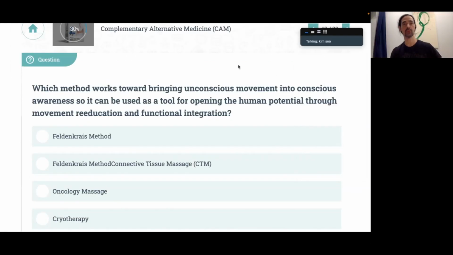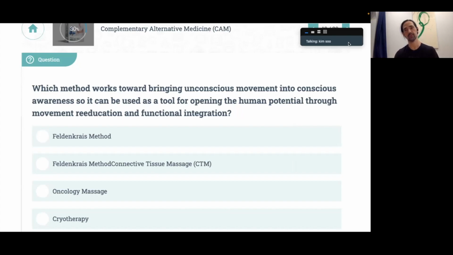Which method works toward bringing unconscious movement into conscious awareness so it can be used as a tool for opening the human potential through movement re-education and functional integration? Is it the Feldenkrais method, connective tissue massage, oncology massage, or cryotherapy?